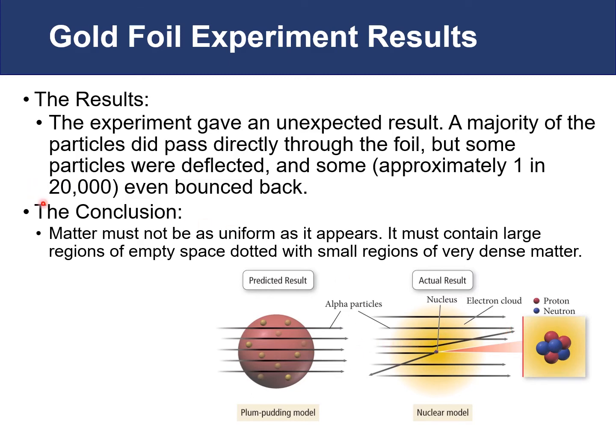Or, in the case of the 1 in 2000 that came back, the alpha particles actually struck something hard in the center of the atom and would bounce back. So this led to the development of the nuclear model, where you have a hard nucleus in the middle of the atom with a large amount of empty space that the electrons exist within.